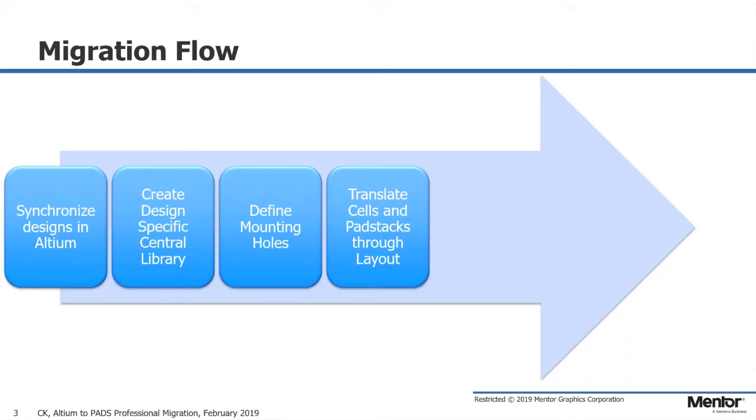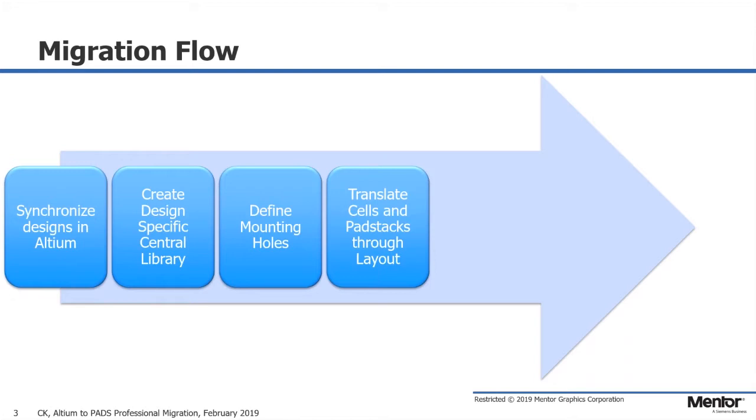So we could have a cell come over that shows up with 7 pad stacks when it's only supposed to have 5 pad stacks and 2 mounting holes. So it's much easier if we're able to define those before we do any translation. If you do know which cells have mounting holes, we'll go ahead and define those beforehand so that the translator can automatically convert those correctly.